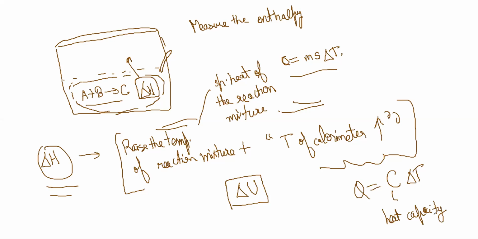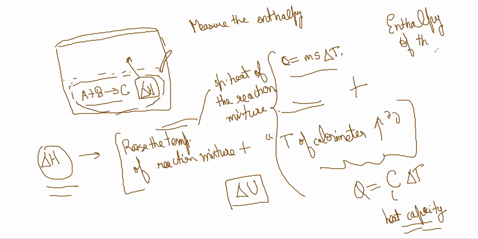You don't need to do specific heat and all because the mass of the calorimeter and heat capacity of the calorimeter might be known already. So we just need to use that heat capacity multiplied by temperature change. So the total heat released is the addition of this and this, right? That is the enthalpy of the reaction.